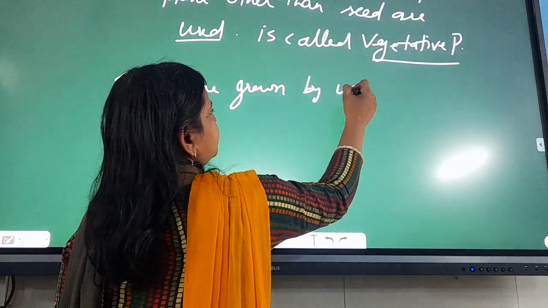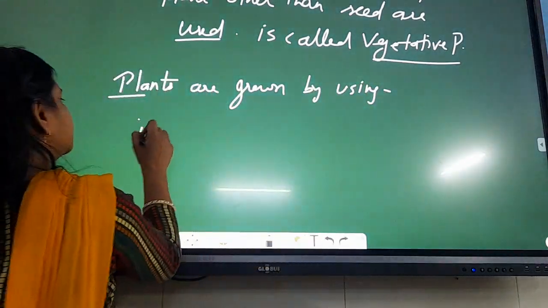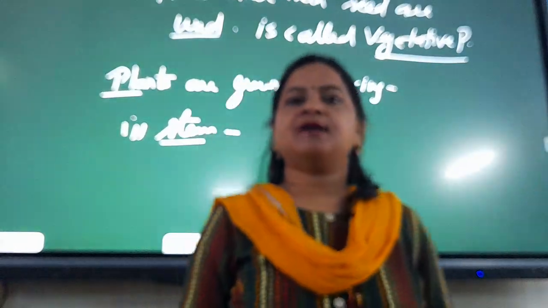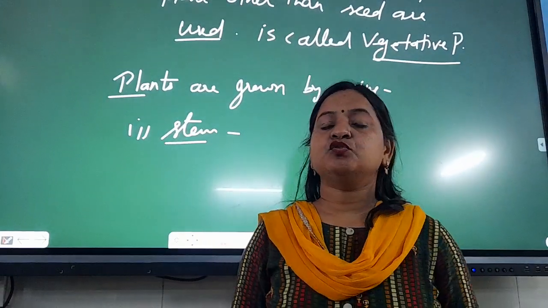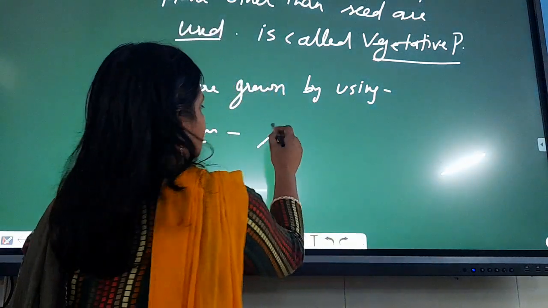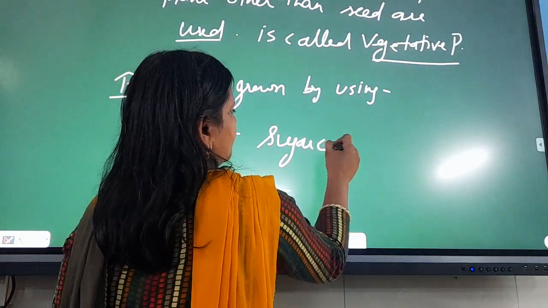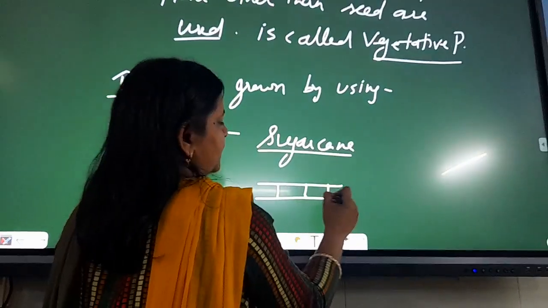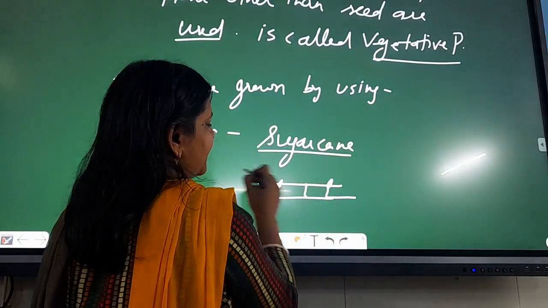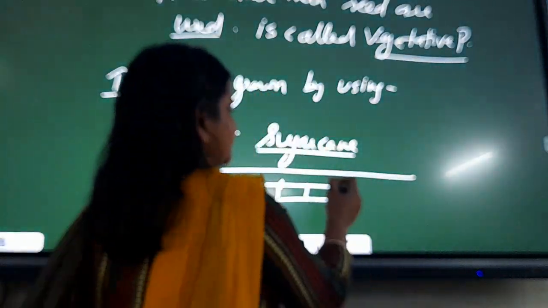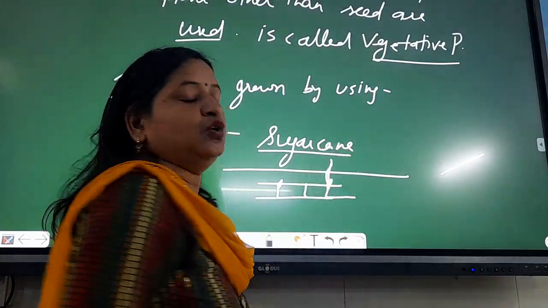So here are some examples where plants are grown by using stem. There are a number of plants that don't have seeds and we usually grow them with the help of stem, like sugarcane. In sugarcane, the stem portion having nodes has some bud-like structures. They are buried in the ground and these buds develop into a new plant.